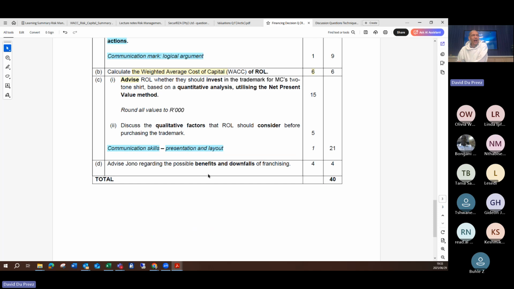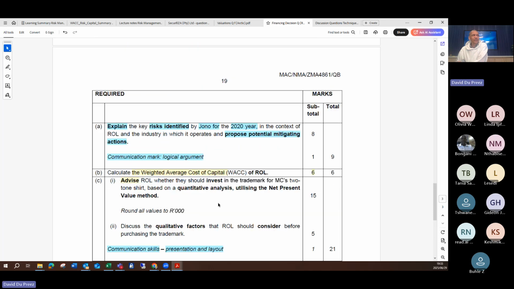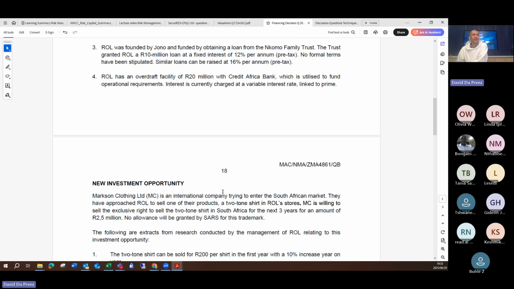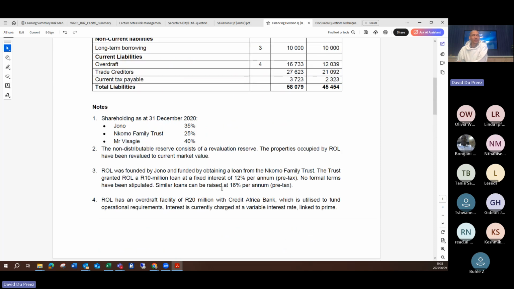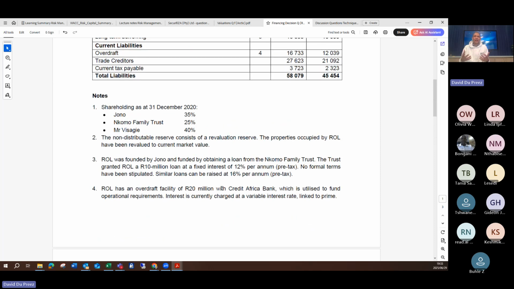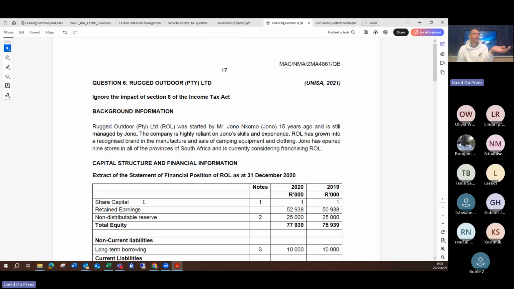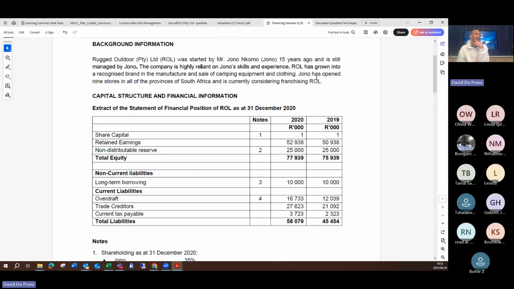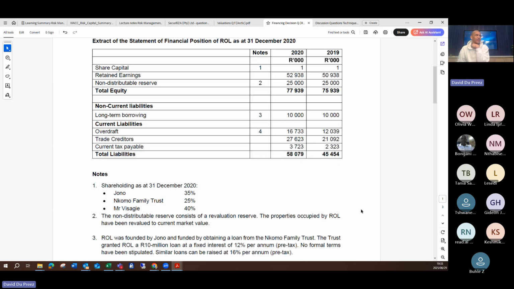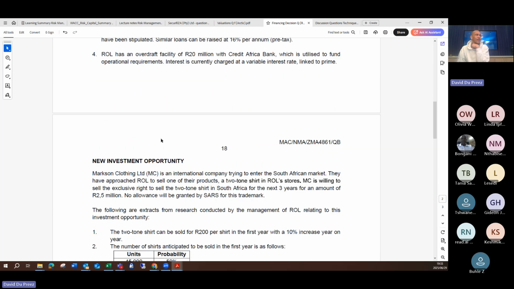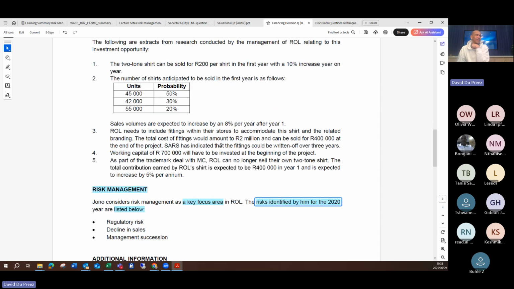Guys, with this kind of question, there's no information given here on the benefits and the downfalls of franchising. The question is really expecting you to draw on your own general knowledge of this. In this question, they just say that they're considering franchising ROL. There is no other information about the franchising that tells you how they're going to go about it and all of those kind of things. But just think for yourself.